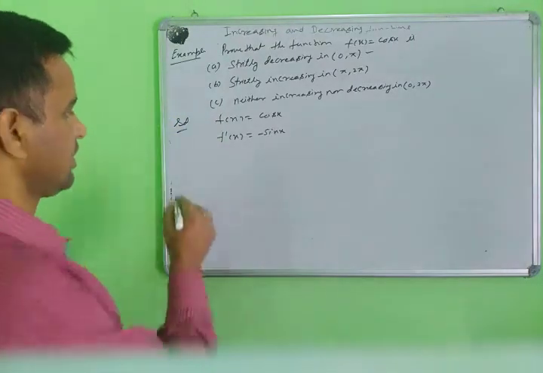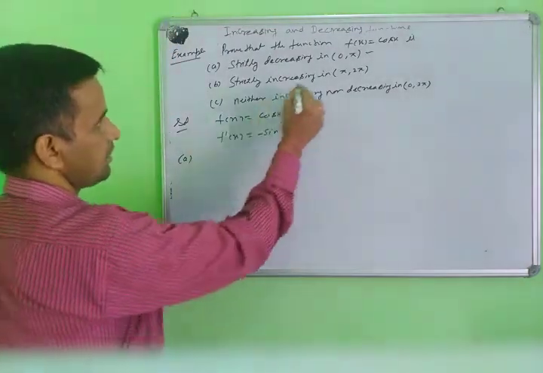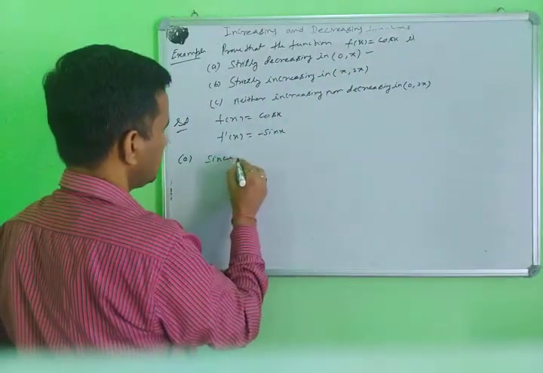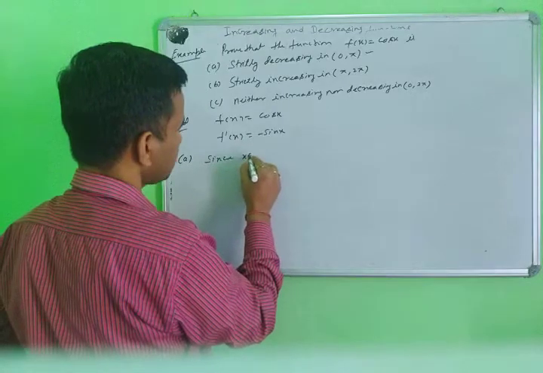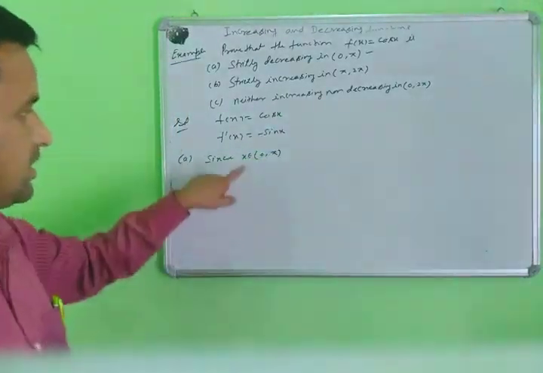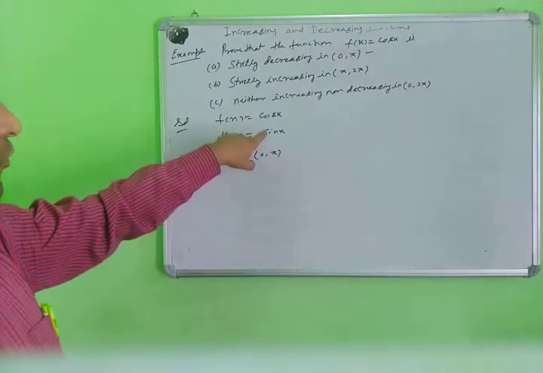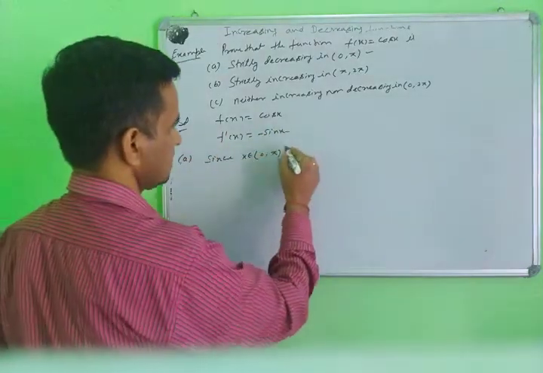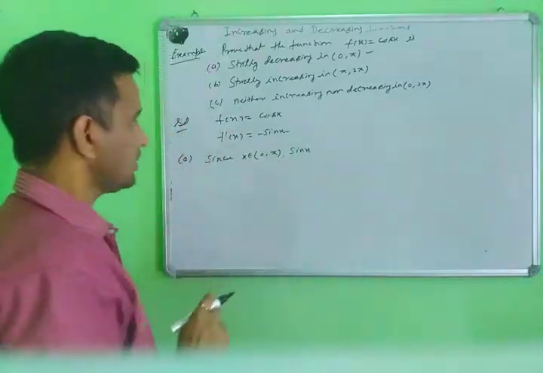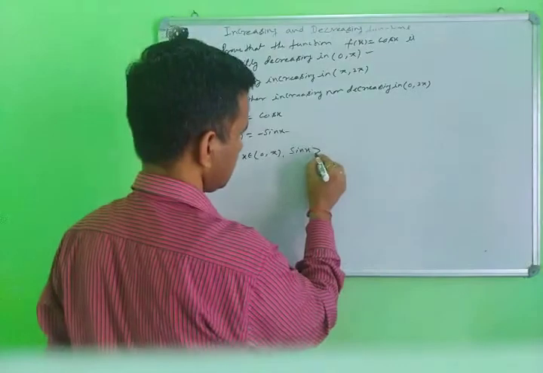Then start the first part here. Since you are given the interval 0 to pi, x belongs to the open interval 0 to pi. Then the value of f dash x in this interval, the sin x from 0 to pi is greater than 0.